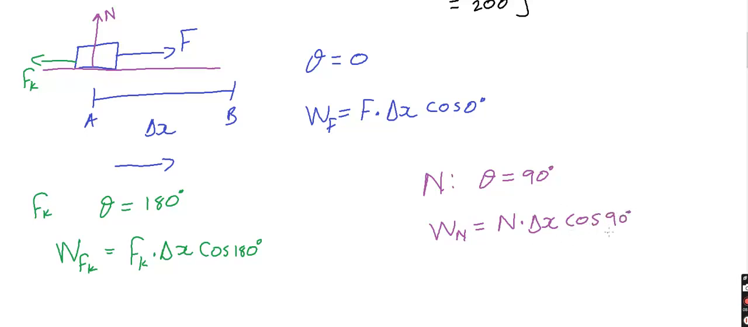Interestingly, cos 90 degrees is 0, so it means in moving the object from A to B, the normal force does not apply any work. The object moves from A to B only due to F and Fk. But the normal force, and you will soon realize that even the force of gravity, are perpendicular to the displacement, so both of these forces will not apply any work in moving the object from A to B.